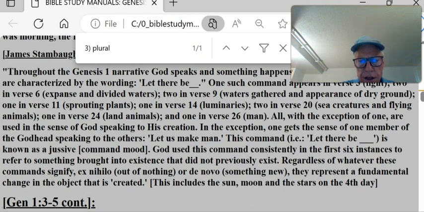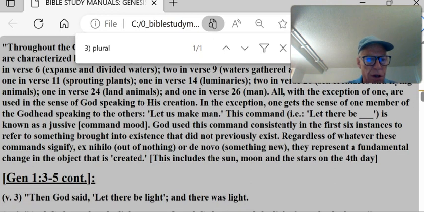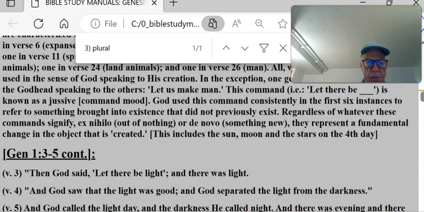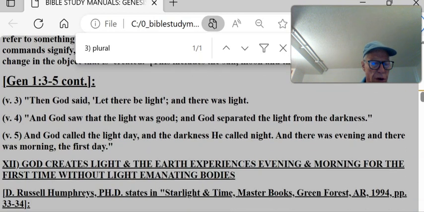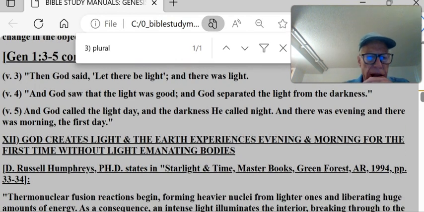God used this command consistently in the first six instances to refer to something brought into existence that did not previously exist. Regardless of whatever these commands signify, ex nihilo, out of nothing, or de novo, something new, they represent a fundamental change in the object that is created. This includes the sun, moon, and stars on the fourth day, after light was created. Continue in Genesis 1:3-5. God creates light, and the earth experiences evening and morning for the first time without light-emanating bodies.